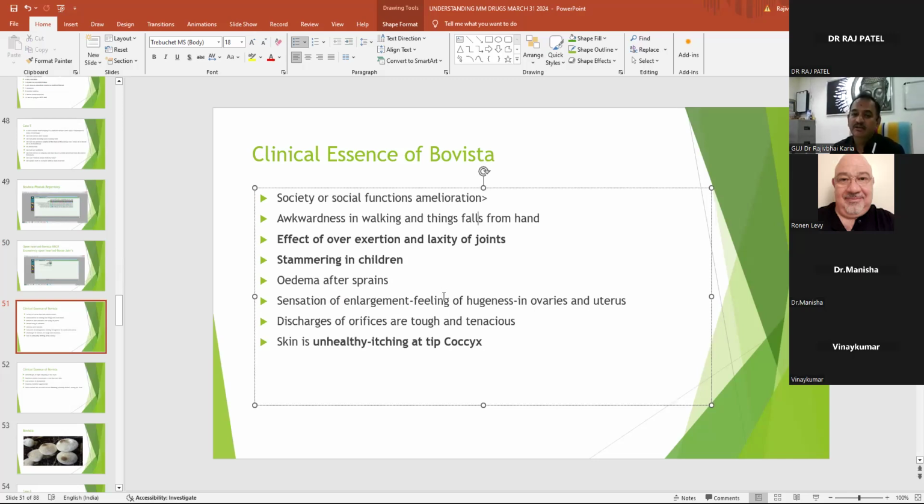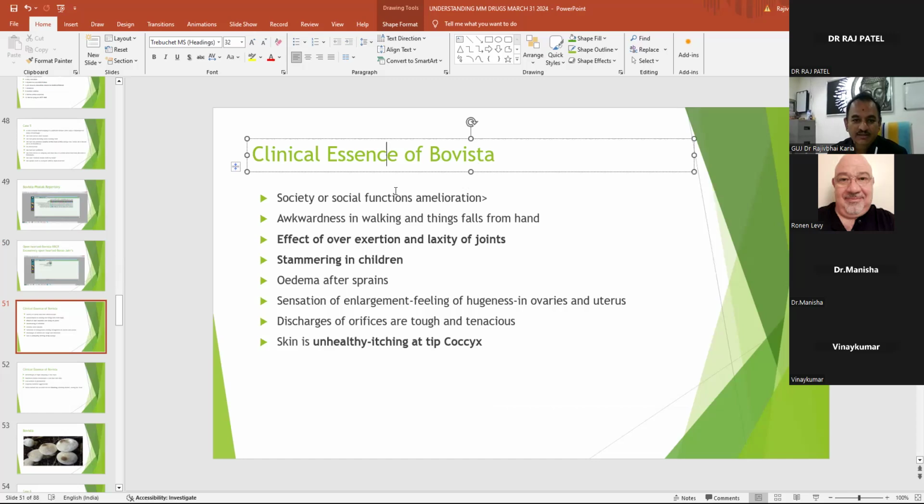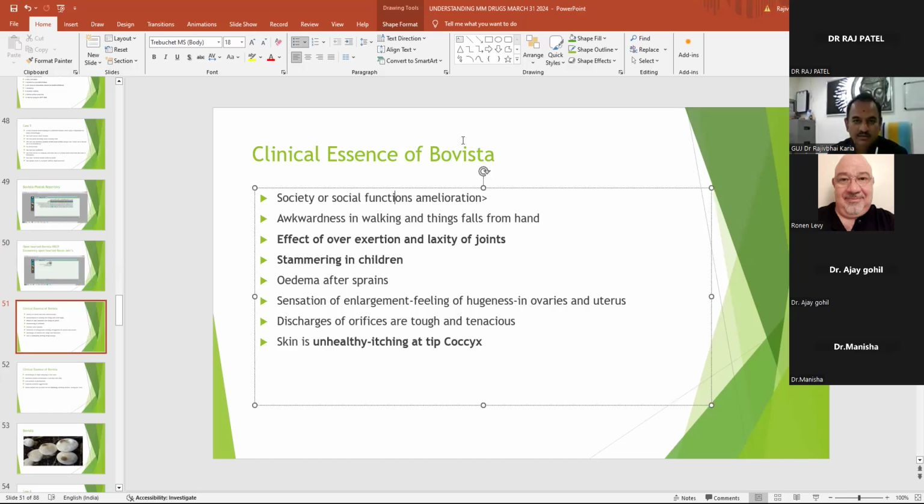There is another remedy called Helonias. Helonias is from which family? Who will tell me? Liliaceae. Yes, Melanthaceae. There are two families, right.